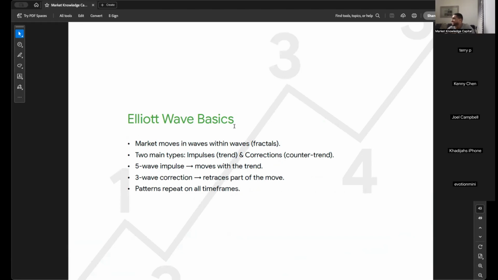So in terms of the patterns, well, not the patterns, sorry, the indicators, can you guys let me know, is there any that you don't understand, or any that you want a bit more clarity on before we move into the Elliott wave basics?